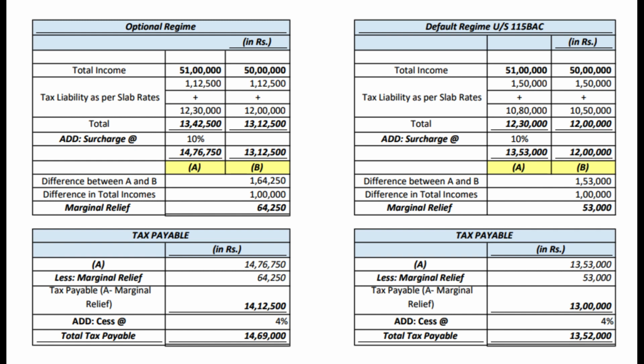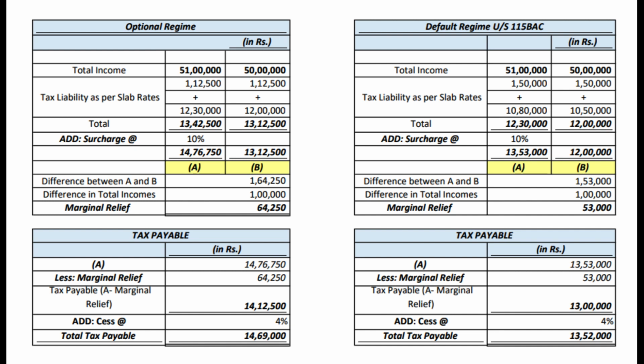The tax payable will settle down at 13,42,500. Since the total income has exceeded rupees 50 lakh, he has to pay surcharge at the rate of 10%. Here the total income is greater than rupees 50 lakh but is less than rupees 1 crore, so the surcharge will be levied at the rate of 10%. If we add the surcharge amount to the tax payable, it will amount to rupees 14,76,750.